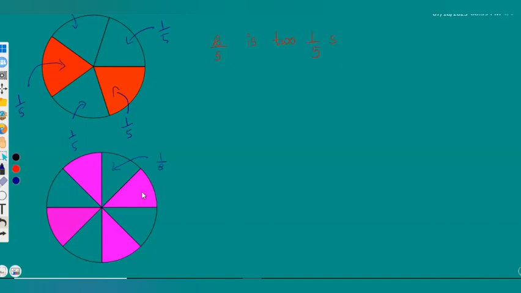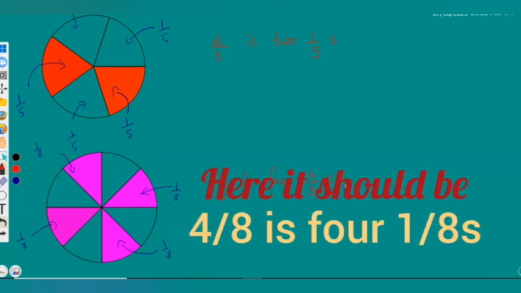Okay, this is 1/8. If I consider the shaded portion, here 1/8 is shaded, here also 1/8 is shaded, here also 1/8 is shaded, here also 1/8 is shaded. Then I can say that 4 out of 8, or 4/8, is shaded. Okay.